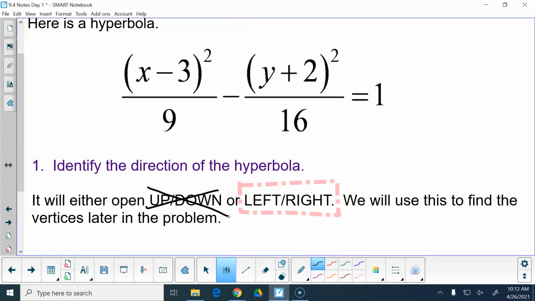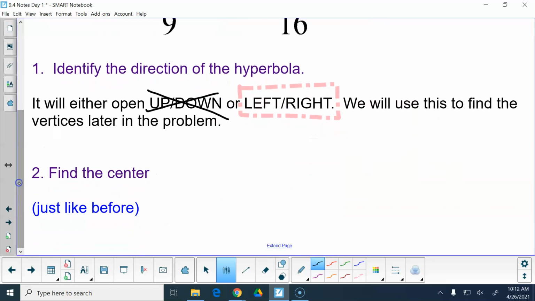That will help us with vertices later. That will also help us with the graph later, all that fun stuff. Yeah? So that's step number 1. Just a mental step: which formula does it follow? Okay? Easy. Second step, find the center.